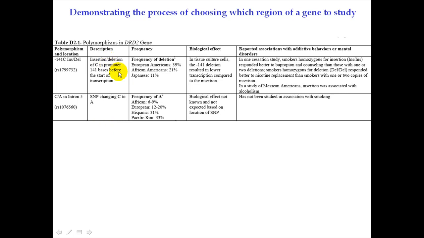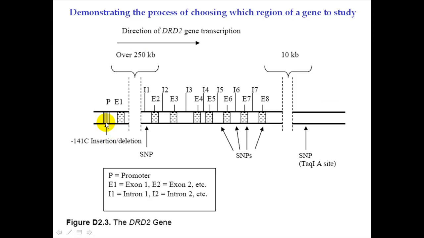The description of that particular region says it's an insertion deletion of cytosine in the promoter 141 bases before the start of transcription. So that makes sense, right? Because that region is shown to be in the promoter, and because it's within the promoter, it's before the first nucleotide of this gene. It's before that, which would be around here somewhere.